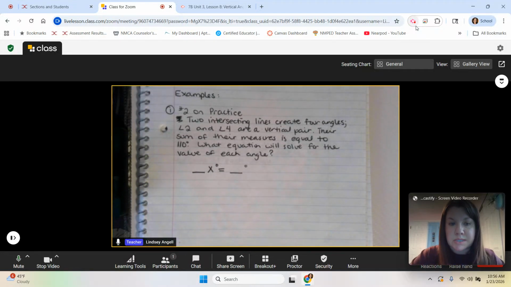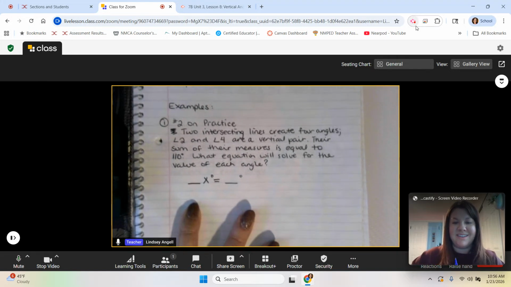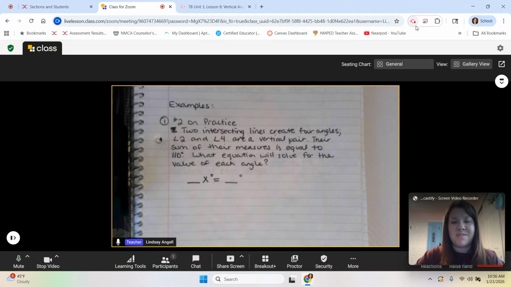My first example today is number 2 on your practice. Two intersecting lines create 4 angles. Angle 2 and angle 4 are a vertical pair. Oh, just like that one. The sum of their measures is equal to 110 degrees. What equation will solve for the value of each? Now, I chose this one mostly because of the wording and the way they have the equations set up.